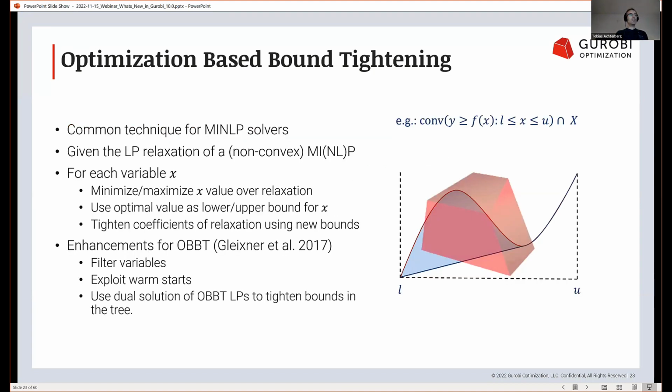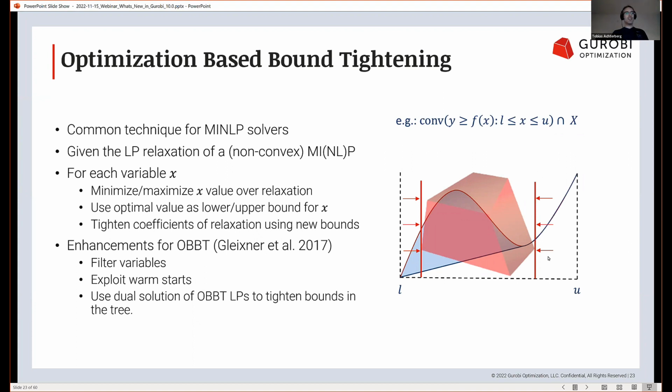So optimization-based bound tightening is a very common technique for MINLP solvers. So you start with your LP relaxation of this non-convex MINLP. If you look at the picture, you have this non-convex function, and also the solution should be in that polytope here, so linear constraints are there as well. And then you have a variable x, let's say this is between L and U initially, and then the OBBT says I now solve the linear relaxation and maximize x and minimize x over that relaxation. And then when you do that, you get tighter lower and upper bounds.